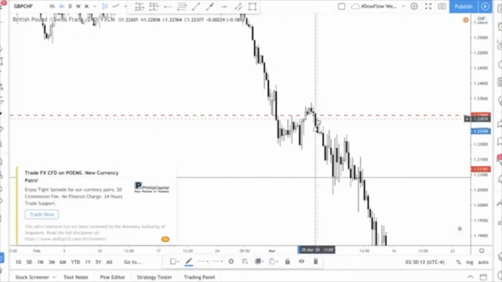Okay, you can enter on this candle, put your stop loss above. That's how you actually align yourself with the institutional traders.